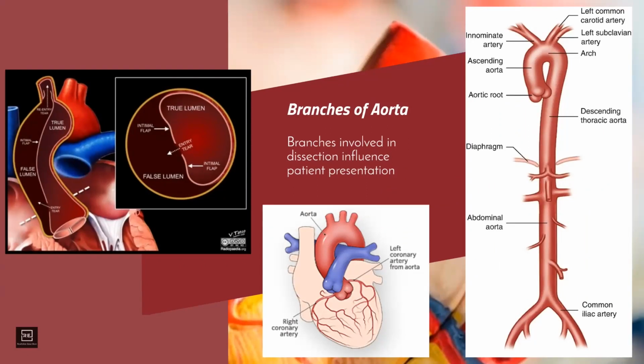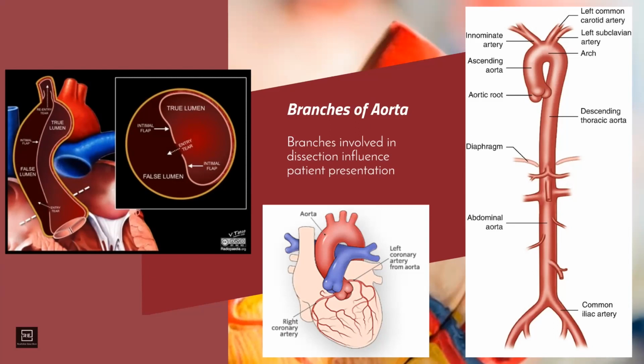As you can see in this picture, there are multiple branches of the aorta, all of which can be involved in a dissection. You have the coronary arteries that arise right after the aorta leaves the left ventricle, then the right innominate artery, which branches into the right subclavian and right common carotid. Then the left common carotid and the left subclavian artery arise. This section of the aorta, from the aortic root all the way through the arch to the left subclavian artery, is known as the ascending aorta.